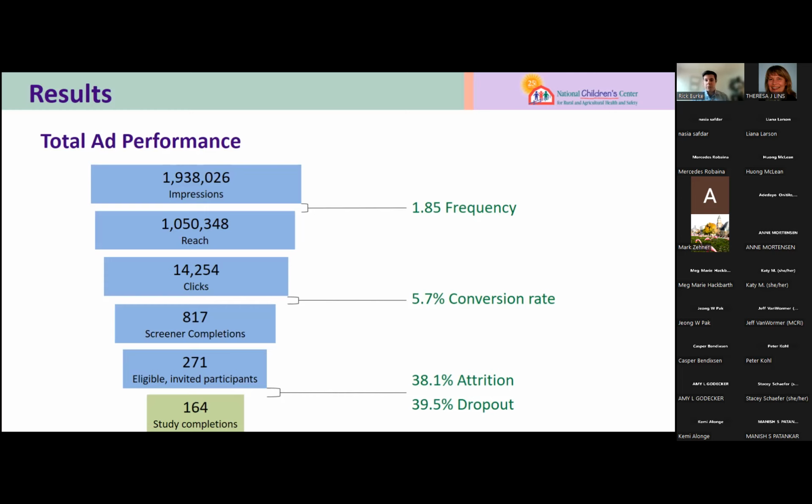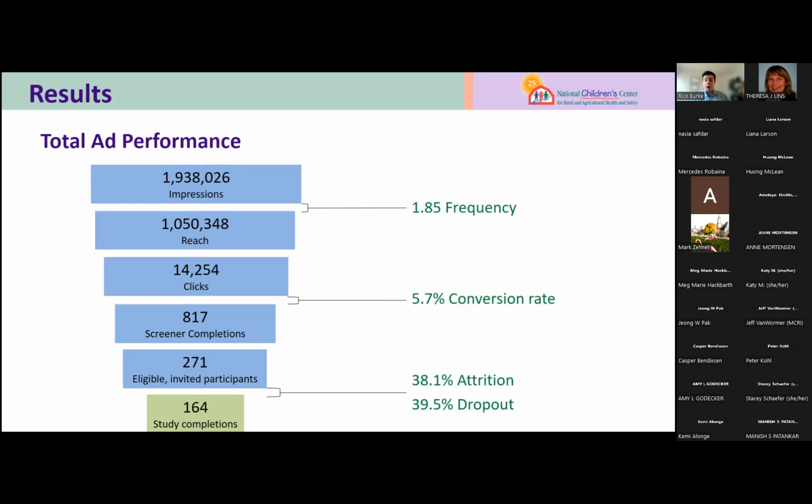But then the clicks onto the screener survey, so the people who consented to the study and at least started filling out that screener survey, the conversion rate was about 5.7%, which led to over 800 of those screener completions. And then going through those to see who was eligible and who wasn't, we had 271 participants who we invited to the study. And then all but 6 did respond to that invitation and at least started that initial pre-test survey. But then we did have pretty significant attrition and dropout throughout the study, leading to 164 total completions.